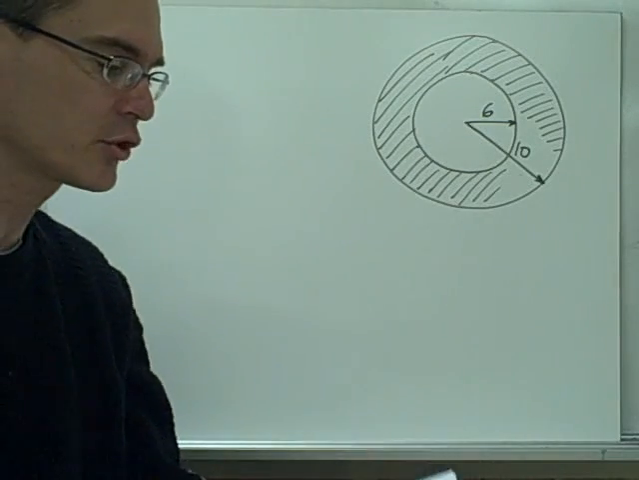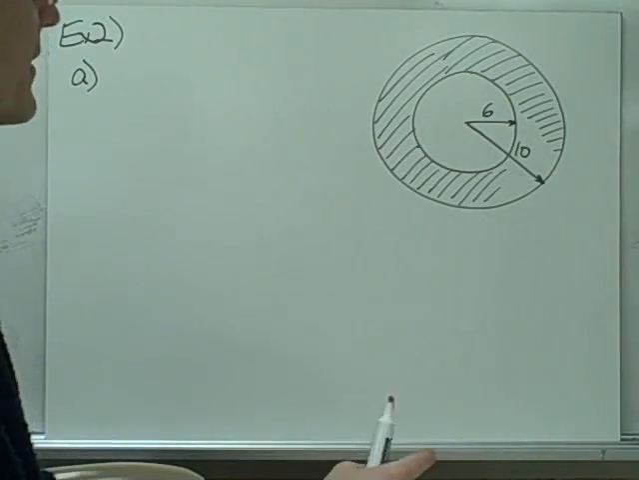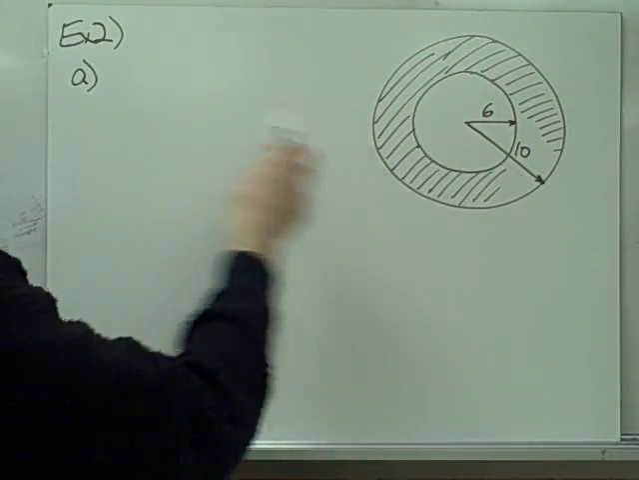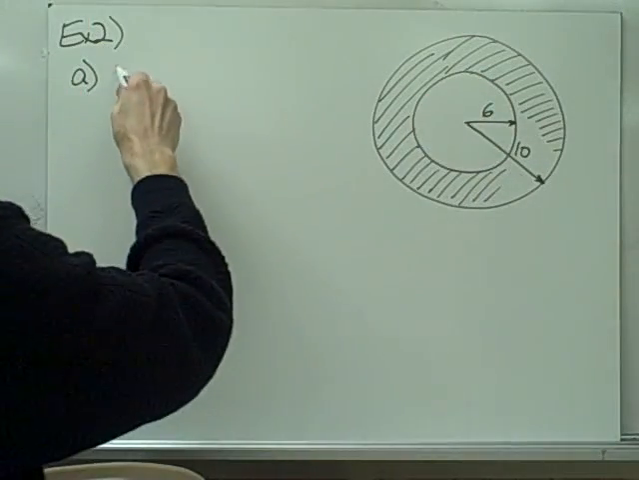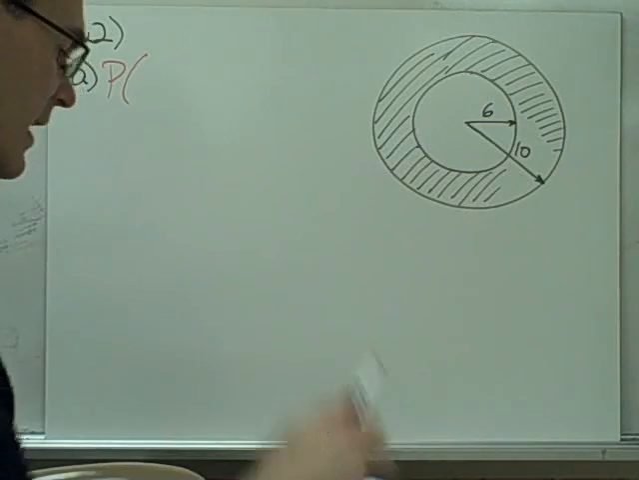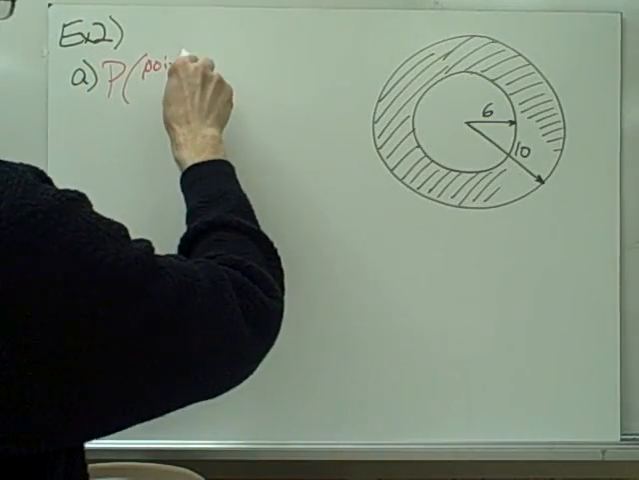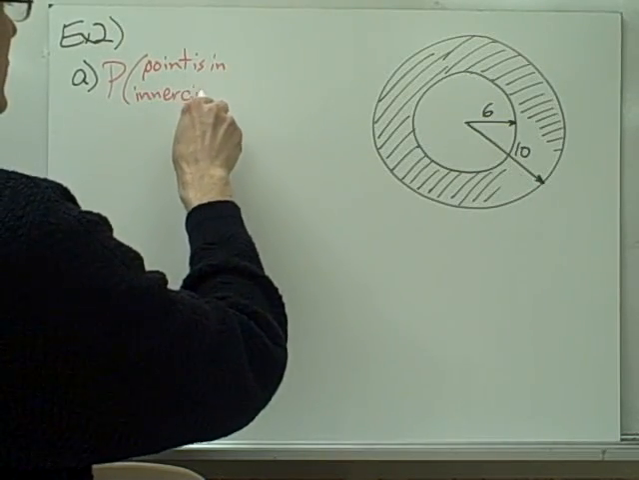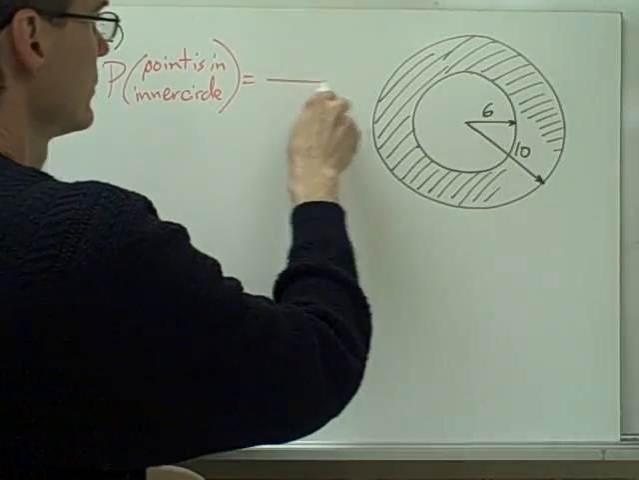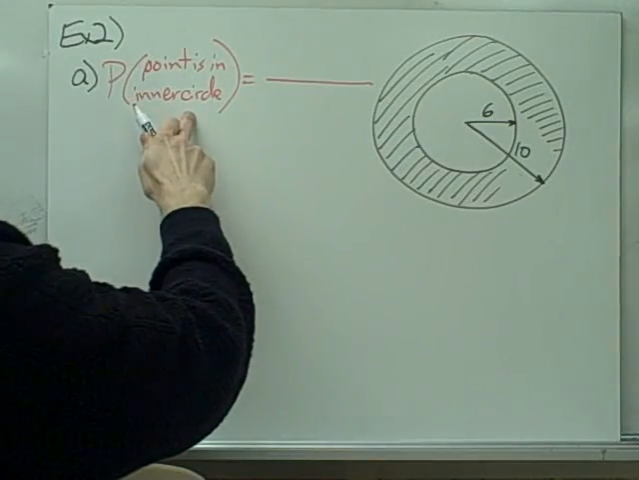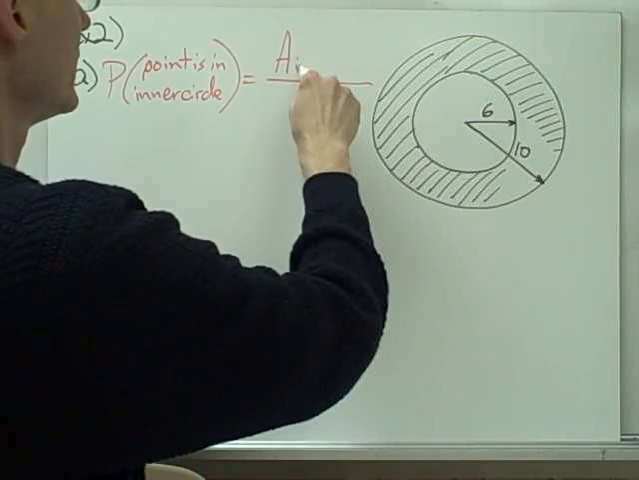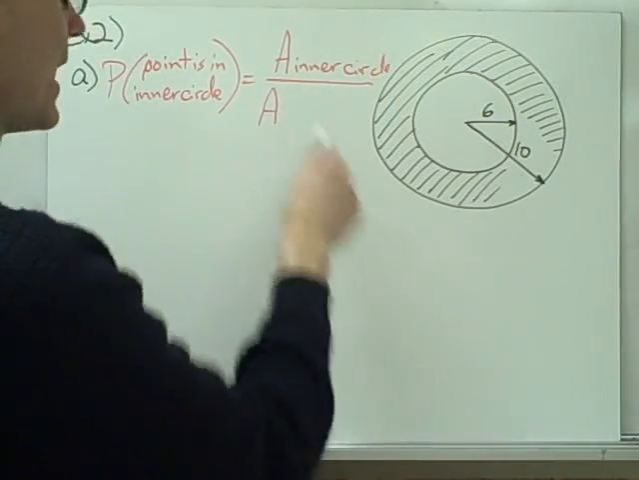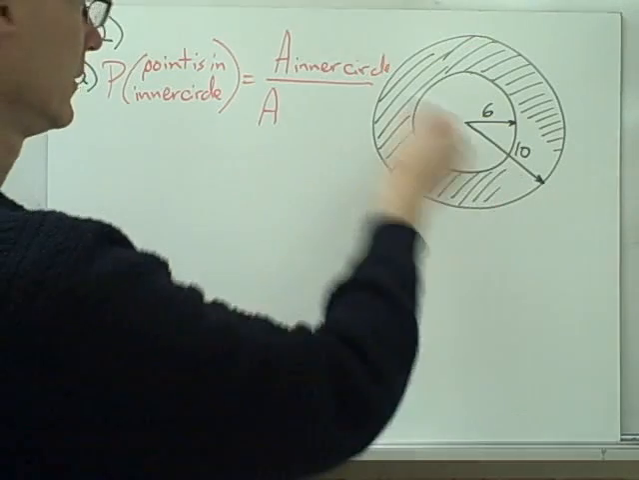All right, let's take a look at example number 2. Example 2 says, find the probability that a point selected at random in the circle, this large circle, will be in the inner circle. Okay, so let's write down our probability. I want the probability that a point is going to be in the inner circle. Using my formula, I need the area of the inner circle divided by my whole area. The whole area is the area of, let's just say, the big circle.